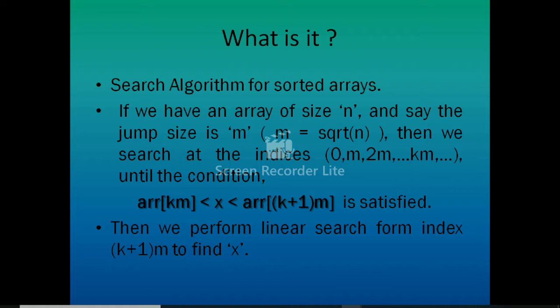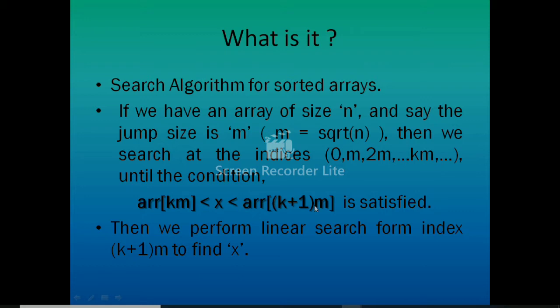So consider the example wherein we have a sorted array of size n and we have to find the element x. Now we have to come up with the jump size, which is basically the number of elements that you have to skip in each iteration. This jump size is always taken to be the square root of n. Why is it so? We'll come to that part later. So now what we do next is that we search at indices that are multiples of m, that is 0, m, 2m, 3m and all the way till the end of the array is reached.